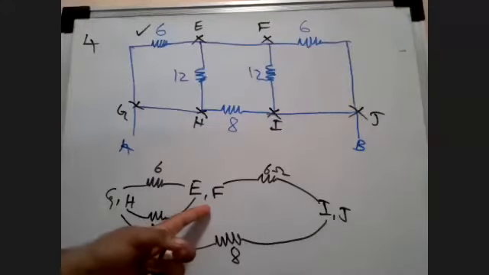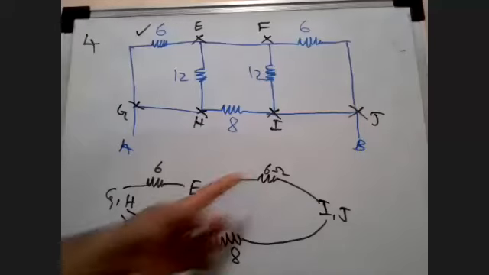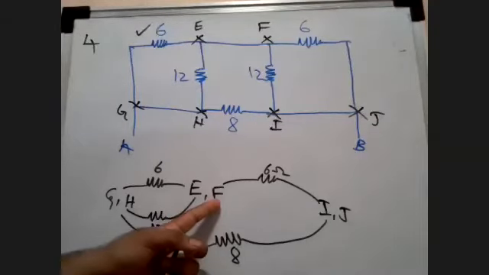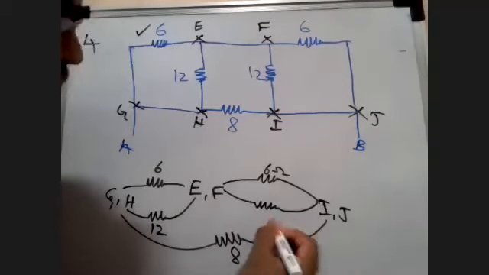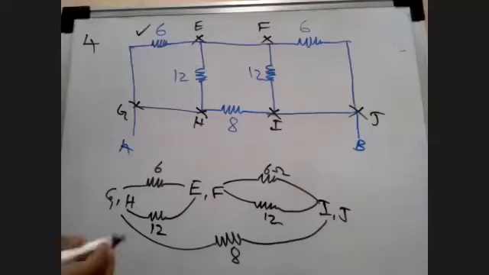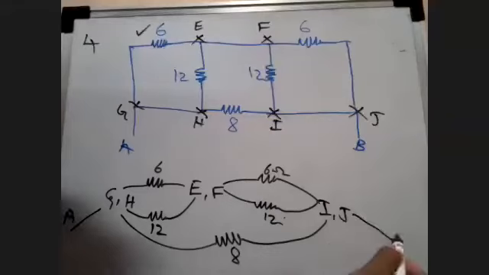And is there any other resistor? F to J is already done. And F to I is a 12 ohm resistor. So here you can see 6 and 12 are parallel to each other. Yes or no? This is going to be A and this is going to be B.